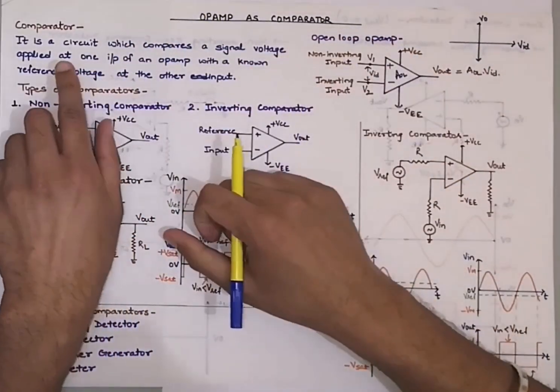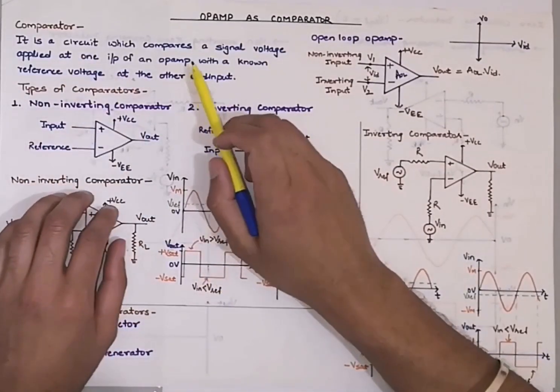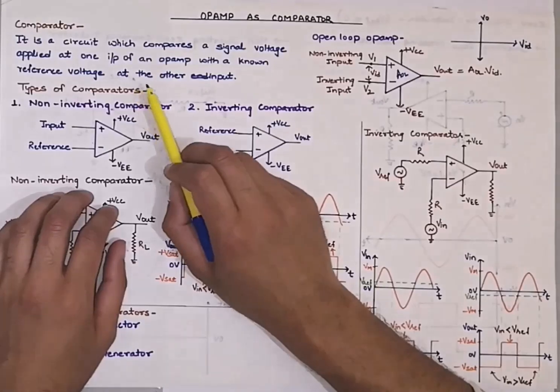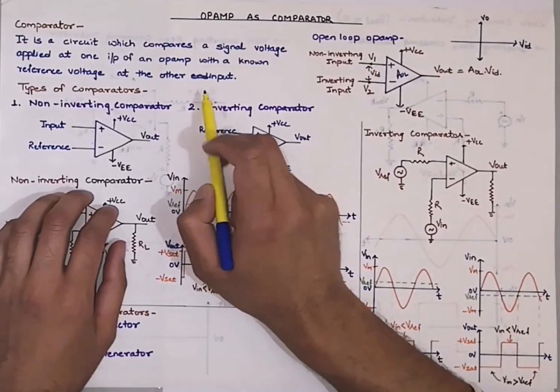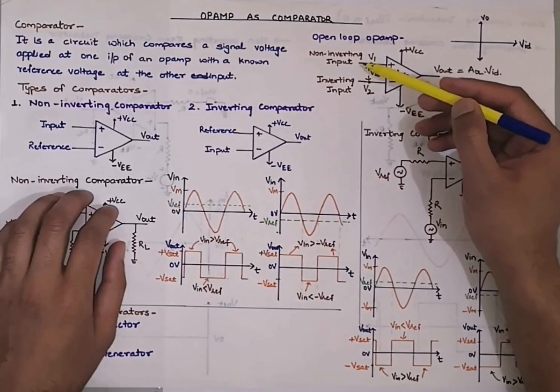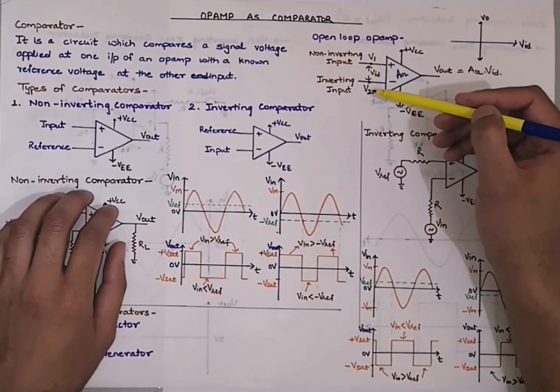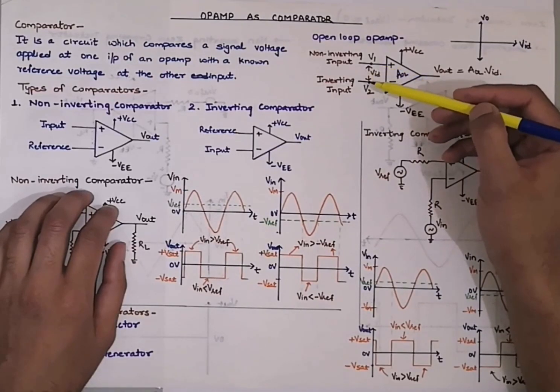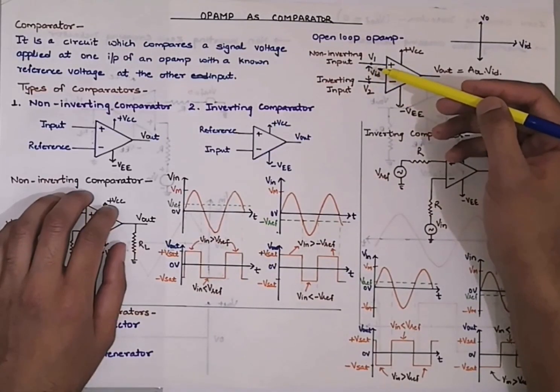As we know, a comparator is a circuit which compares a signal voltage applied at one input of an op-amp with a known reference voltage at the other input. Now, in an open loop op-amp, we have two inputs. One is called the non-inverting input and the other is the inverting input. We can have our input signal at either of these terminals and the reference signal on the other terminal.